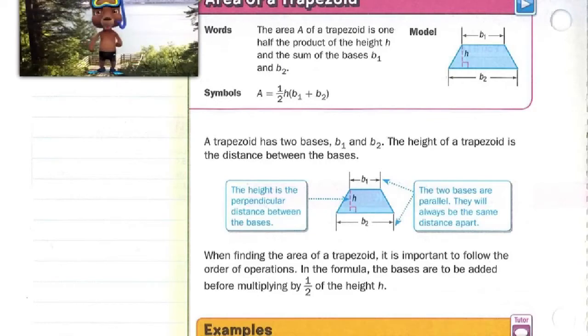Let me tell you the definition for the area of a trapezoid. The area of a trapezoid is 1/2 the product of the height and the sum of the bases.